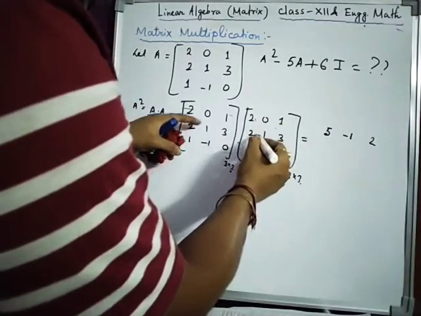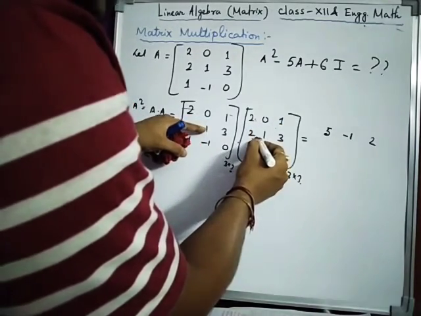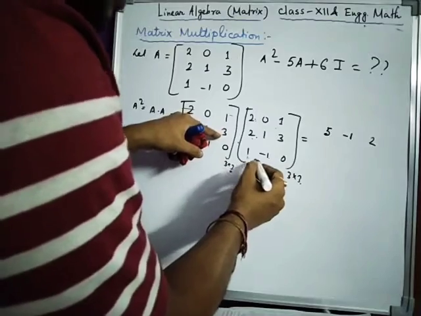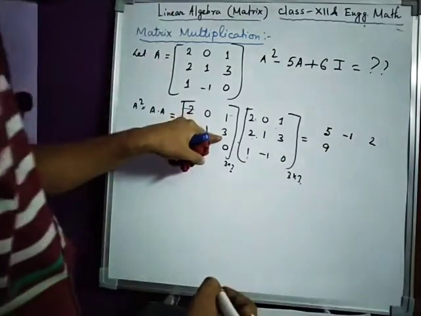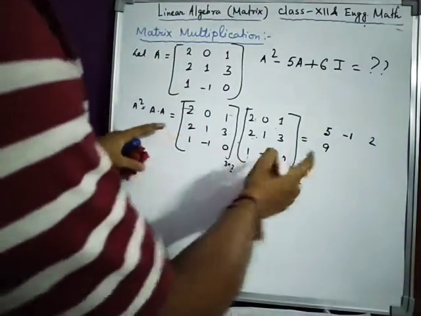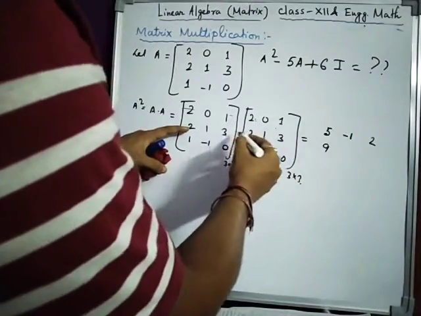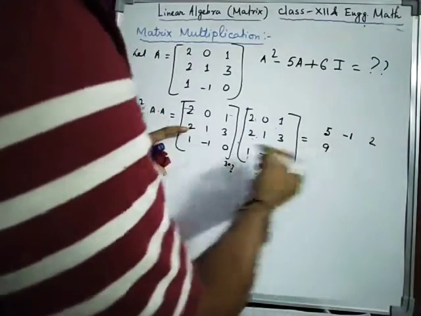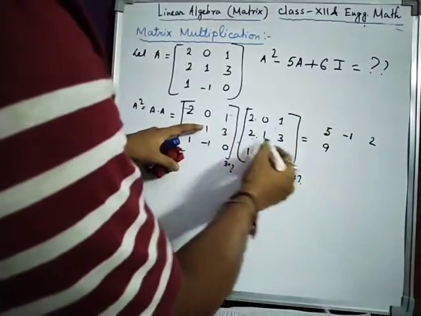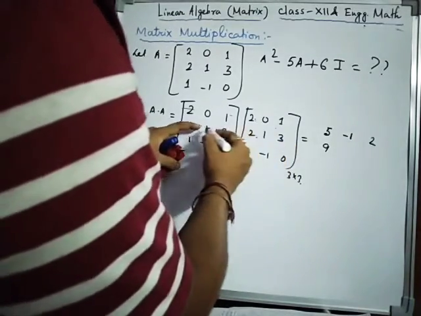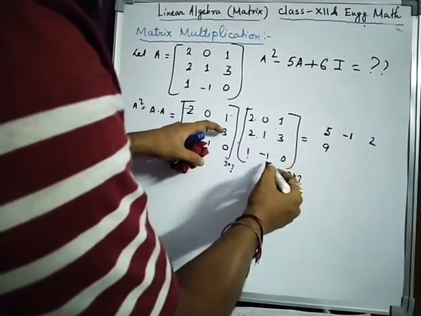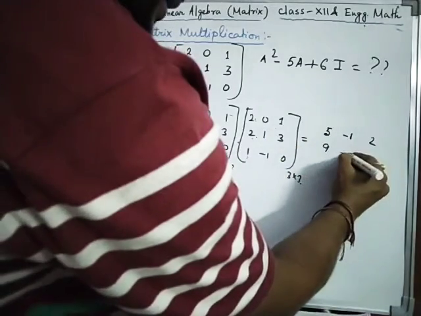2 2 4 plus 2 1 2 means 4 plus 2, 6 plus 3 1 3, 6 plus 3, 9. So 9 is coming. In this way, next is second row and second column. We will make this point: 2 0 2, 0 1 1, 1 and 2 0 0. This is this and minus 3. So 1 minus 3 is minus 2.